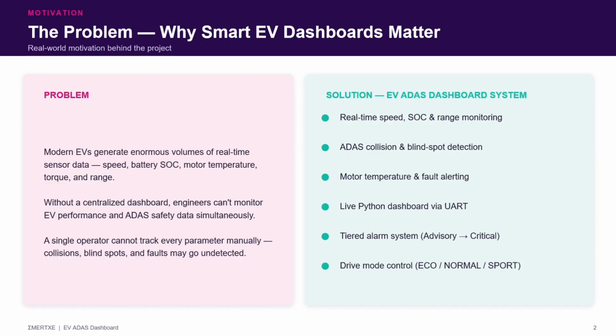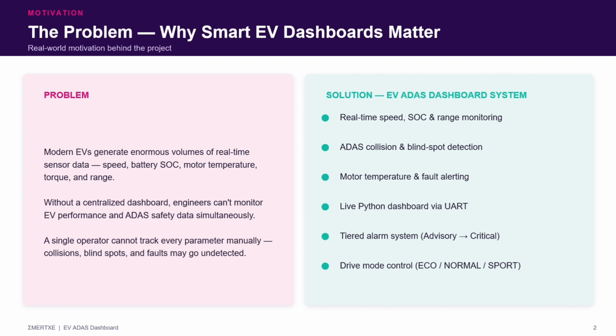So let us see the problem and the solution. What is the problem? Modern EVs generate huge volumes of sensor data: speed, SOC, motor temperature, torque, range, with no single view to monitor performance and safety together. Our system solves this with real-time speed, SOC, and range monitoring, EDAS collision and blind spot detection, motor fault alerting, a live Python dashboard over UART, a child alert system, and a drive mode control.